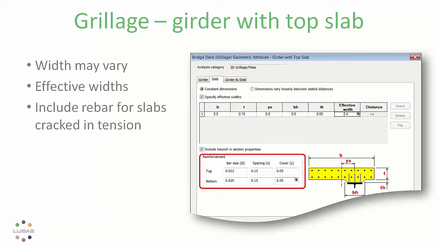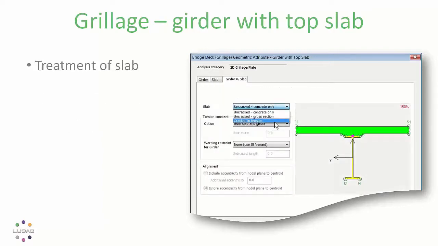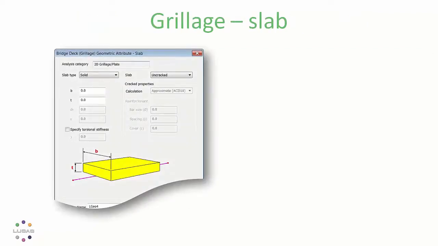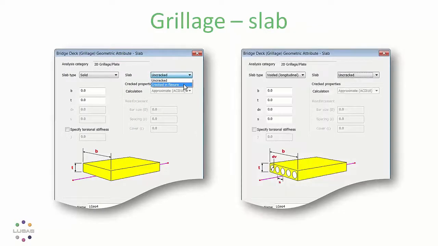And we can also set up rebar for how we want to deal with the slab if it's cracked in tension. Now, if I look at the girder and slab tab in the dialog, this is where you choose whether you want the sections to be uncracked, you want gross sections, or you want cracked in tension. We can specify how we want the torsional constant to behave, and also how we want to set a warping restraint if you want to use a warping restraint. We've also got grillage slab sections, and they can be for just a solid slab. Again, these can be cracked in flexure, or we've got the same for a voided slab, both longitudinally and transverse.